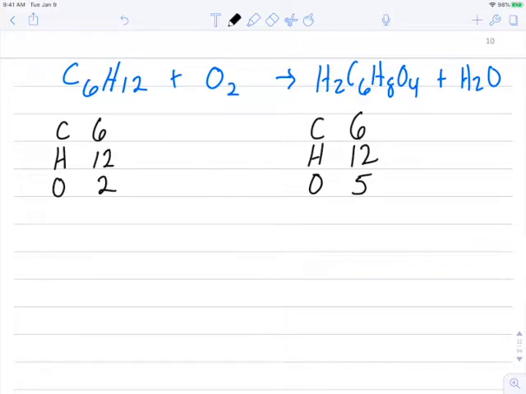But we have that pesky problem with the oxygen where we have 5 on the right, and 5 is an odd number. Do y'all remember the rule that we learned when we have an odd number of oxygens? Double it, yes. All right, so I'm going to rewrite this, and I'm going to double everything. I'm going to say 2 of our cyclohexane.